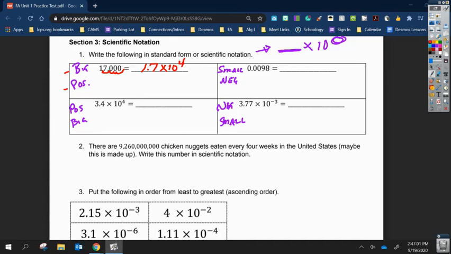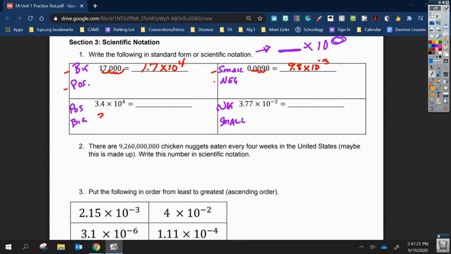Once again, we need to make this a number between 1 and 10. So we will move the decimal point 3 times until we get 9.8. Always times 10. In this case, it moved 3 times. And we've established that since it was a small number, it will be a negative exponent.